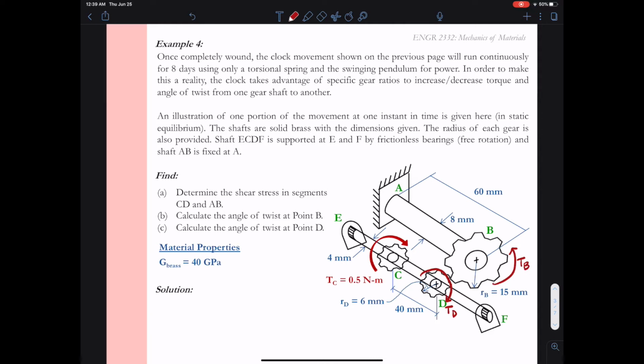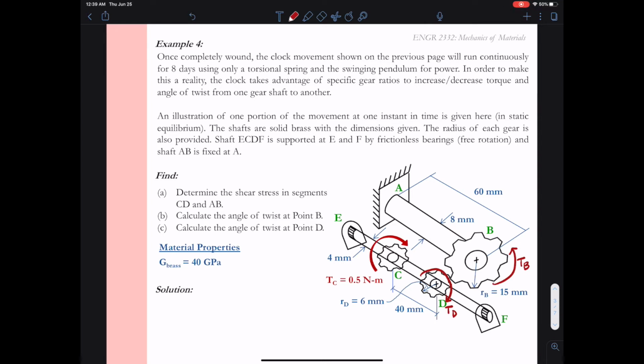All right, I've gone ahead and illustrated what I mean here. As the torque is applied at C, there's a torque at D that's rotating, and it's also going clockwise, and then that's going to cause a torque on B that's going to be counterclockwise, because remember, at the gear teeth, we switch direction.